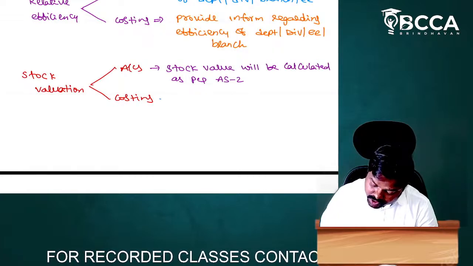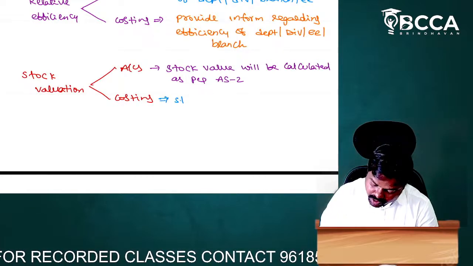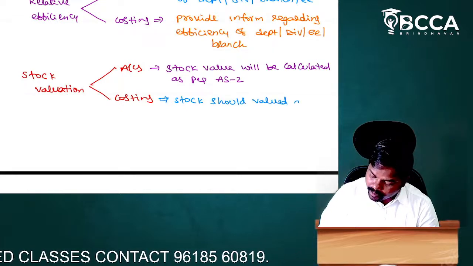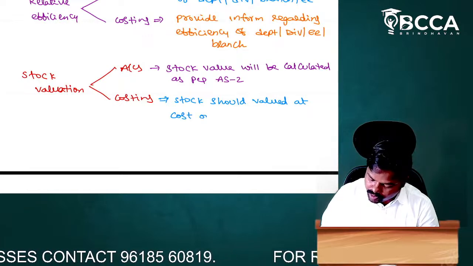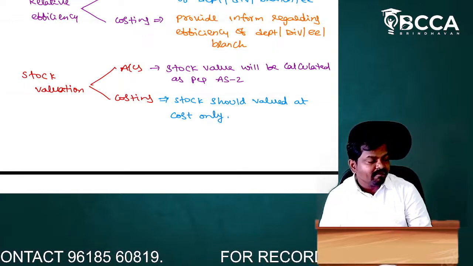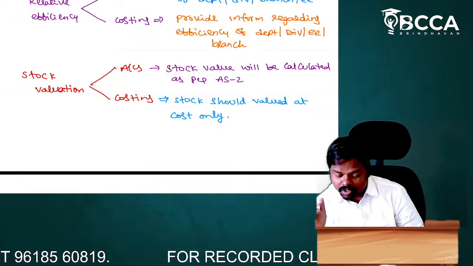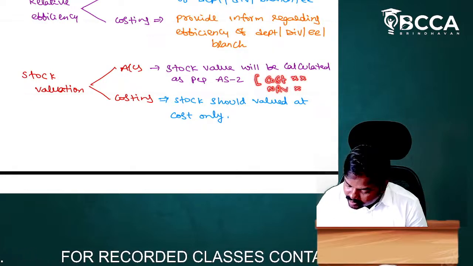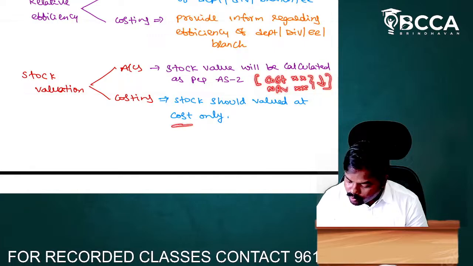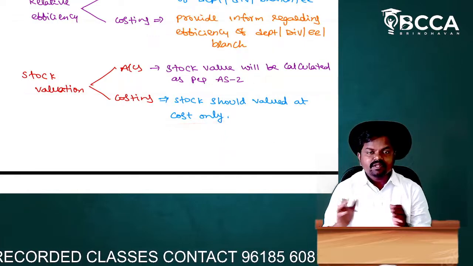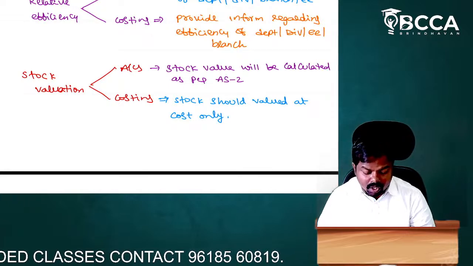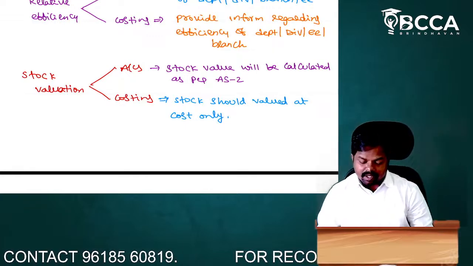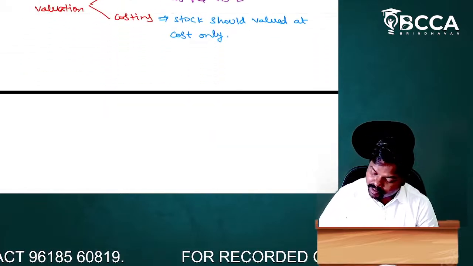But under cost accounting, stock should be valued at cost only. Here, in accounts, we calculate cost, we calculate NRV, and whichever is lower we consider. Here only cost, there is no concept of NRV. That is the difference between accounts and costing towards stock valuation. Till now clear? Excellent.